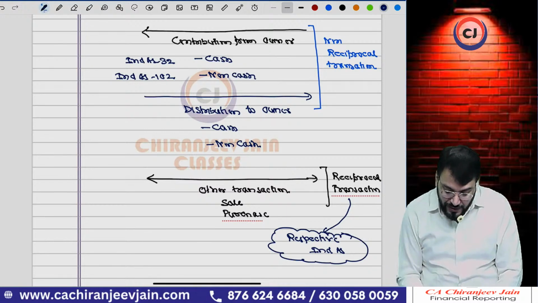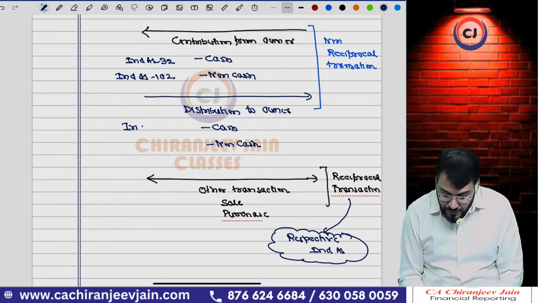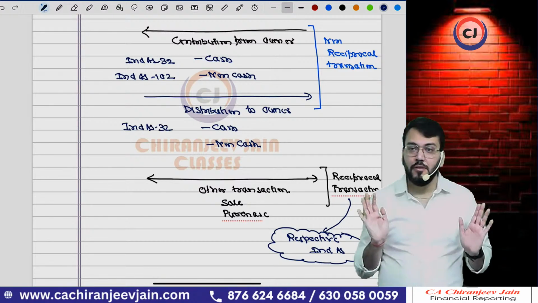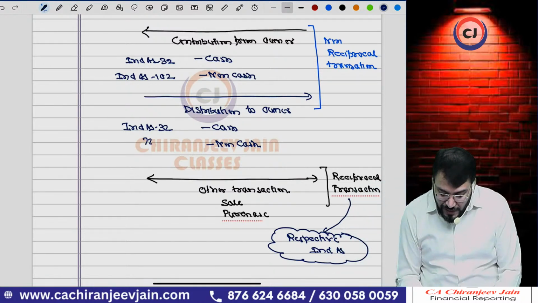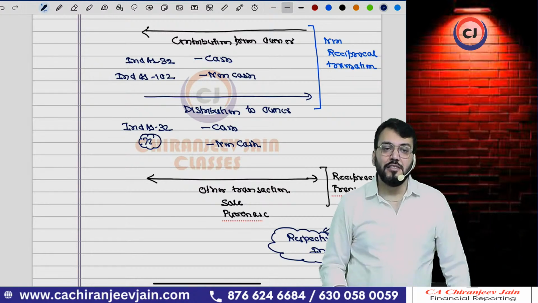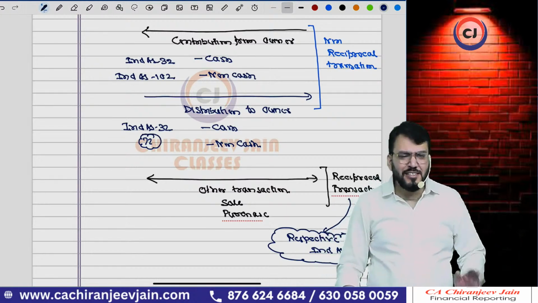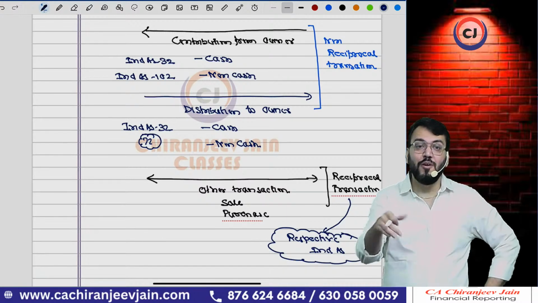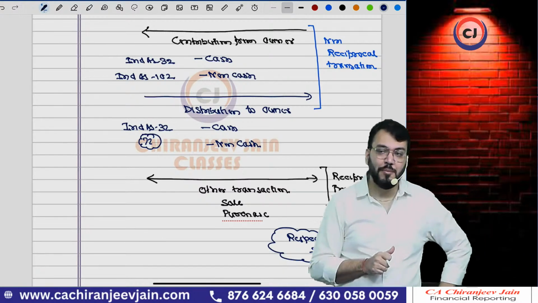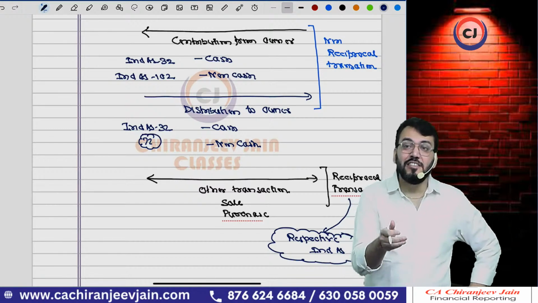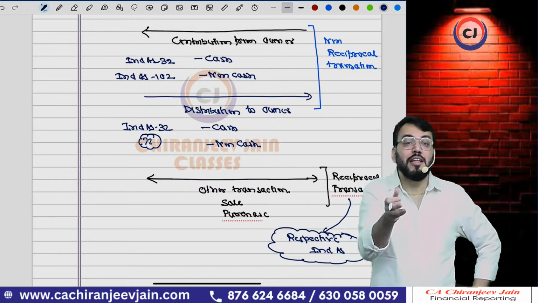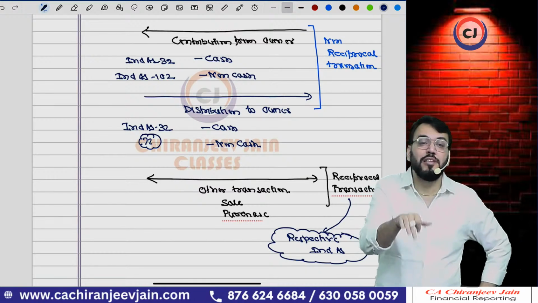Distribution to owners in cash means dividend. It is covered under Ind AS 32. And for this, actually Ind AS 32 was silent, is silent. And therefore doubt came. Understood? What happened? Doubt came. Whenever distribution is in non-cash, then what will be the accounting treatment and what value should be recognized?